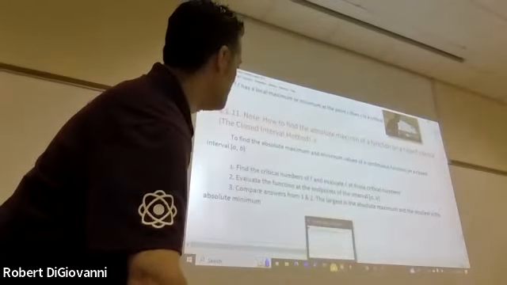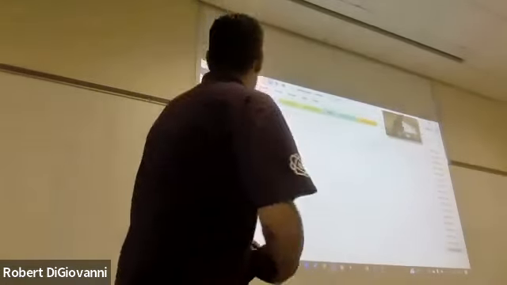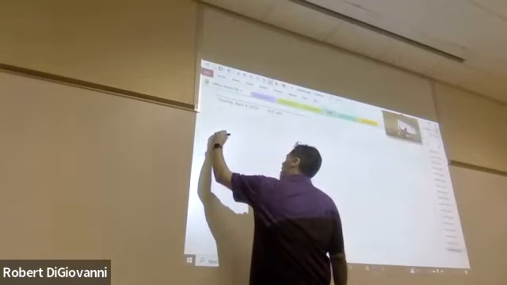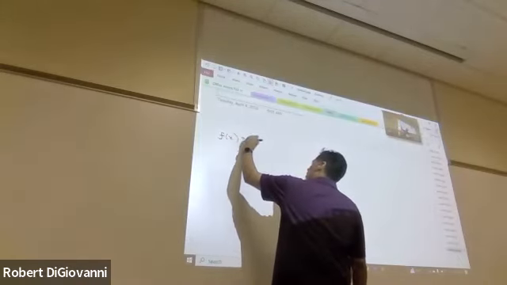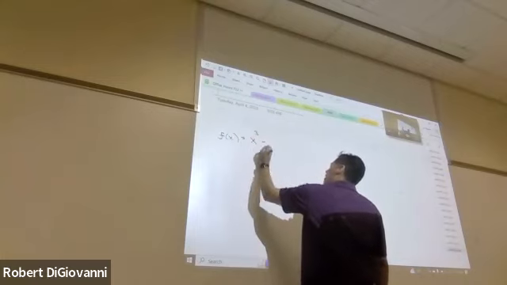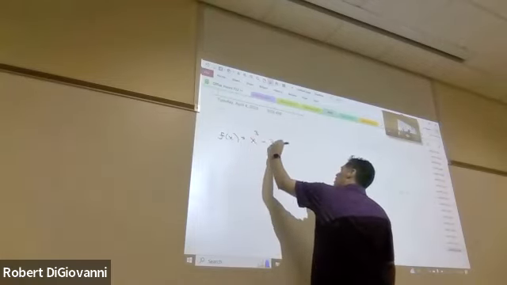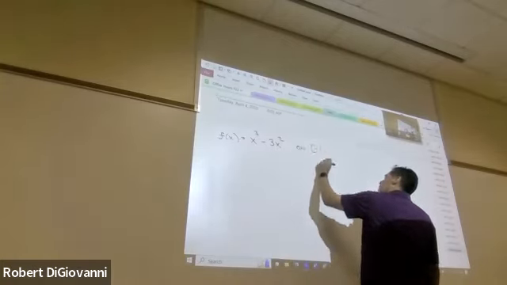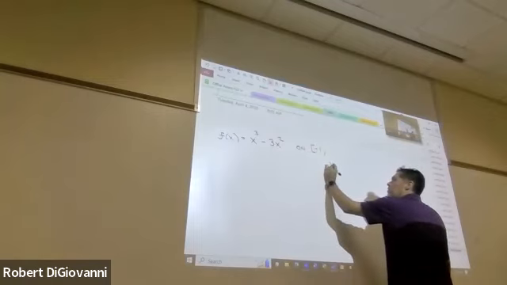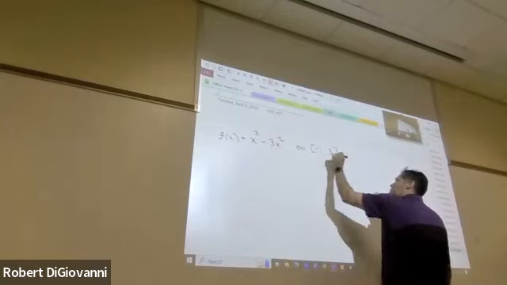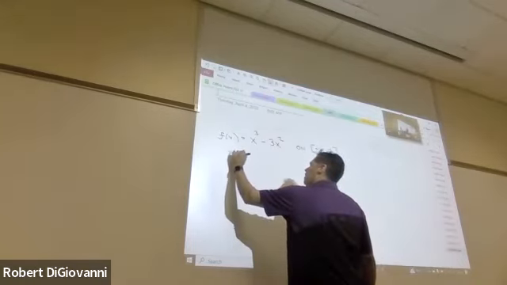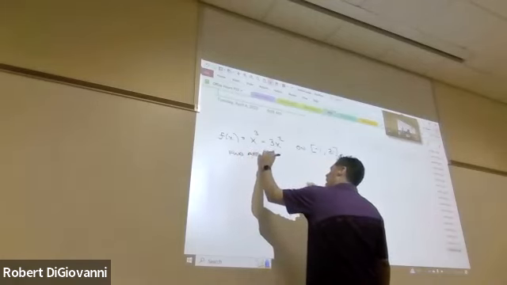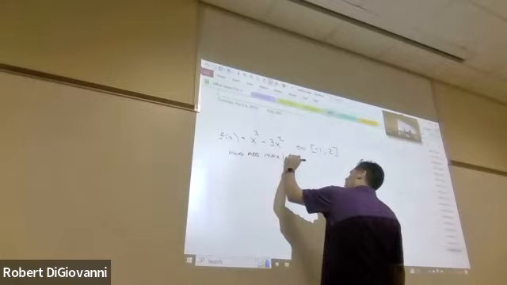I'll run through these steps again as I do this example. So let's go with this. f of x equals x cubed minus 3x squared on the interval, let's go -1 to 2. Find the absolute max and min of this.